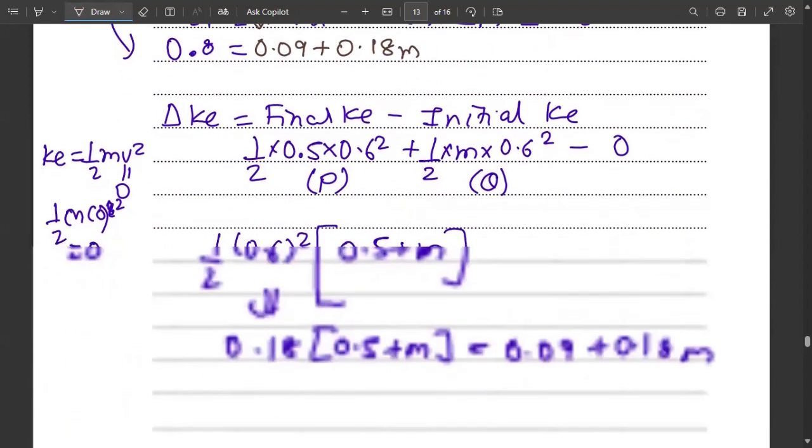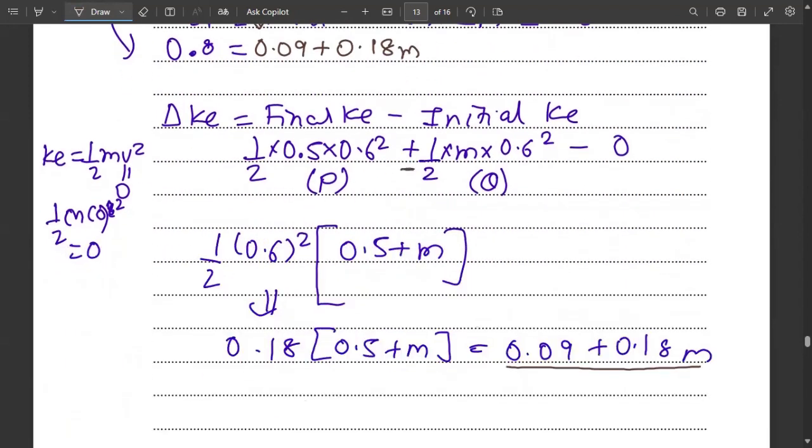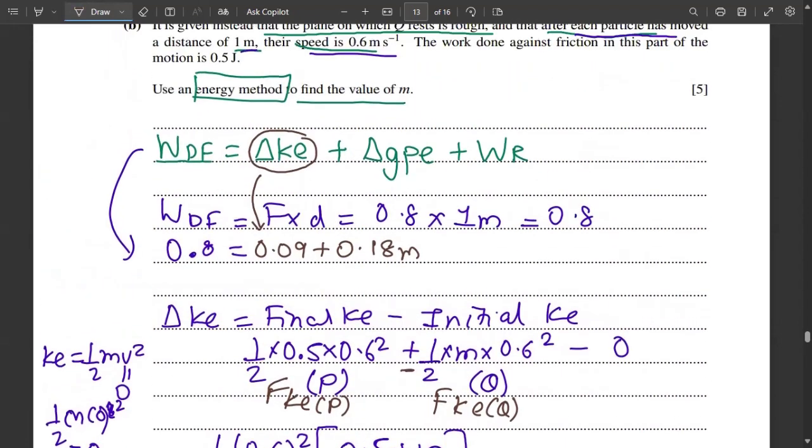I hope you understand why we did plus here, because this is the kinetic energy of P and this is the kinetic energy of Q, and not any kinetic energy, but the final kinetic energy of P and the final kinetic energy of Q. Now let's move to GP.